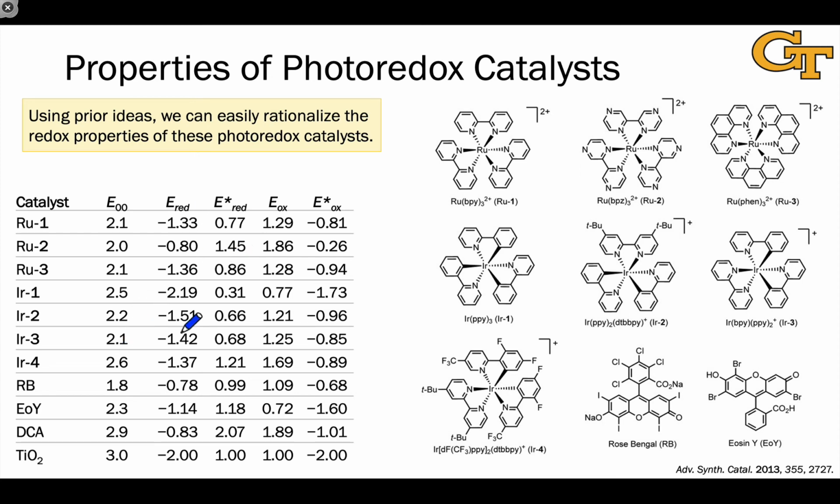And there are some trends in this data that we can easily rationalize using the theory of electron donating and withdrawing groups. One that I'll draw your attention to is the difference between Ru1 and Ru2, where we've taken a carbon in the Ru1 molecules on each of these pyridine rings and replaced it with nitrogen to generate Ru2. And so Ru2 has some additional electron withdrawing groups in the form of CN double bonds, and that tends to make this molecule more electron deficient.